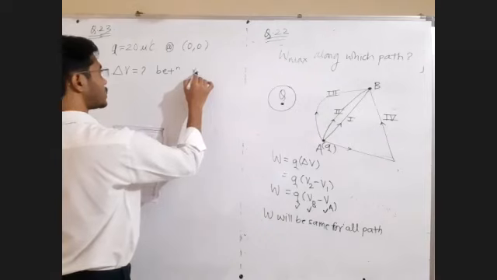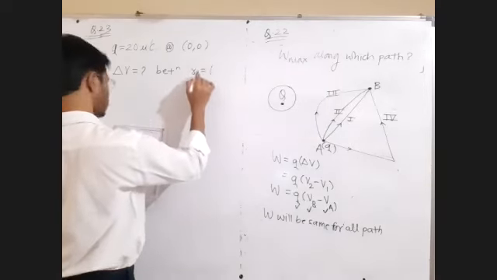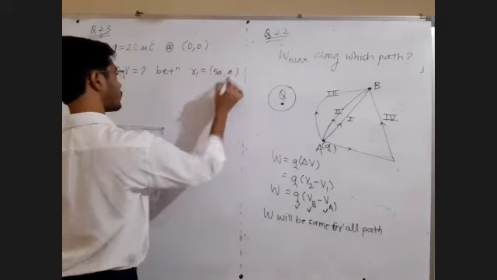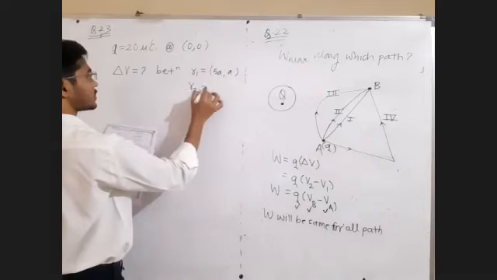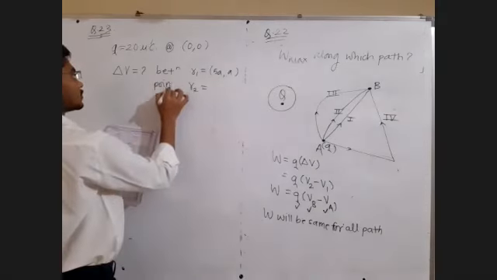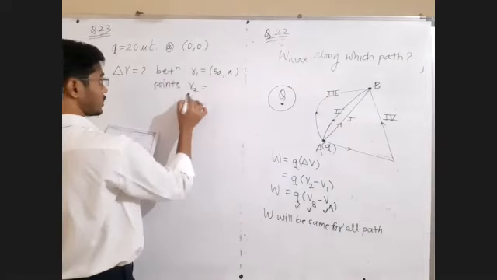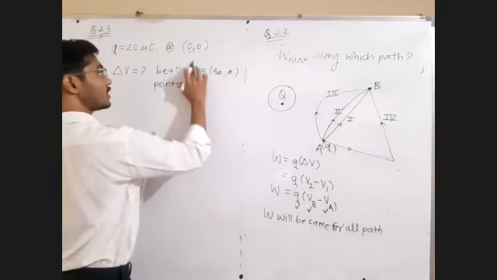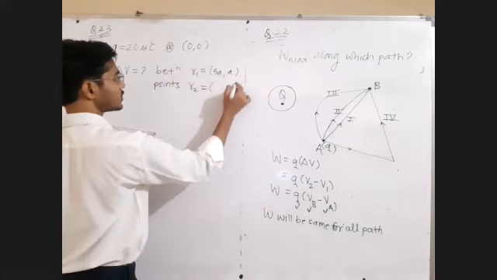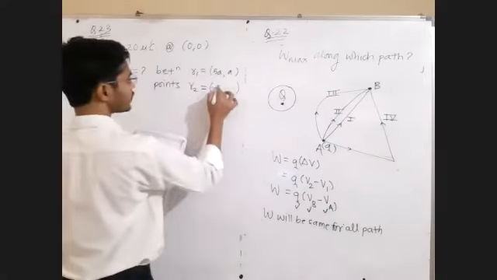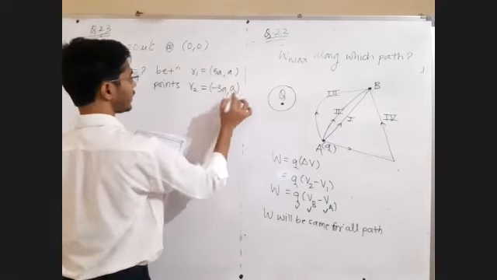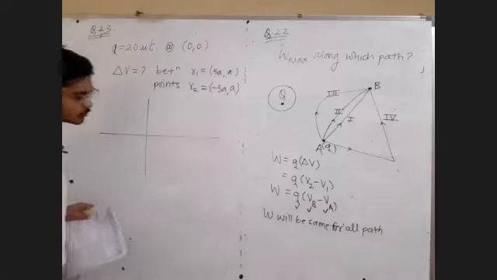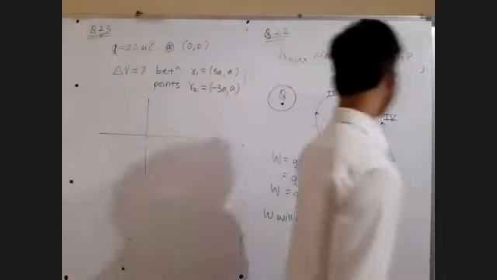The first point has position 5a comma a, and the second point has position minus 3a comma a. Position is generally denoted by r bar. Right now we are writing the coordinates, so I will write r. As a vector it is r bar, but right now I am writing coordinates. Fine, we have to find out the potential difference between these 2 points.